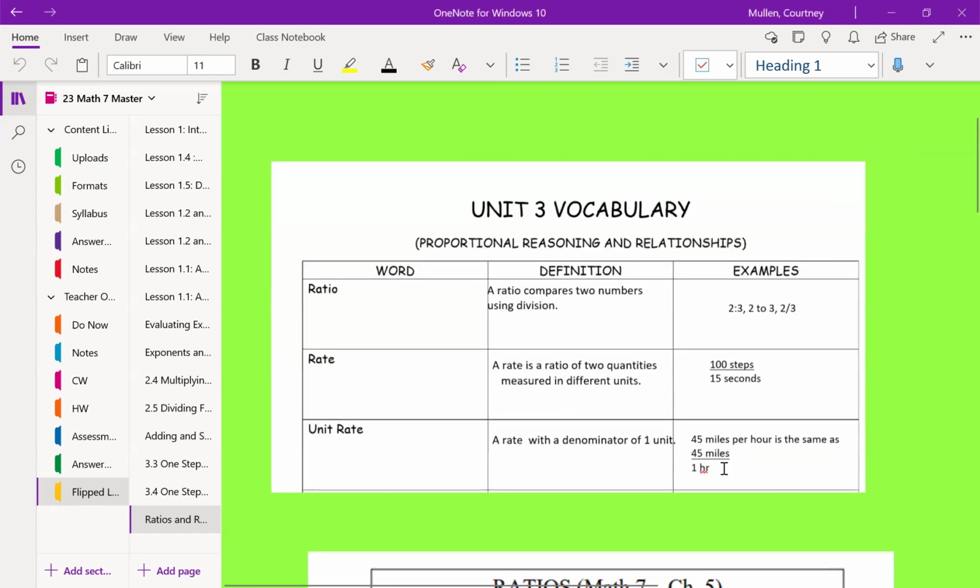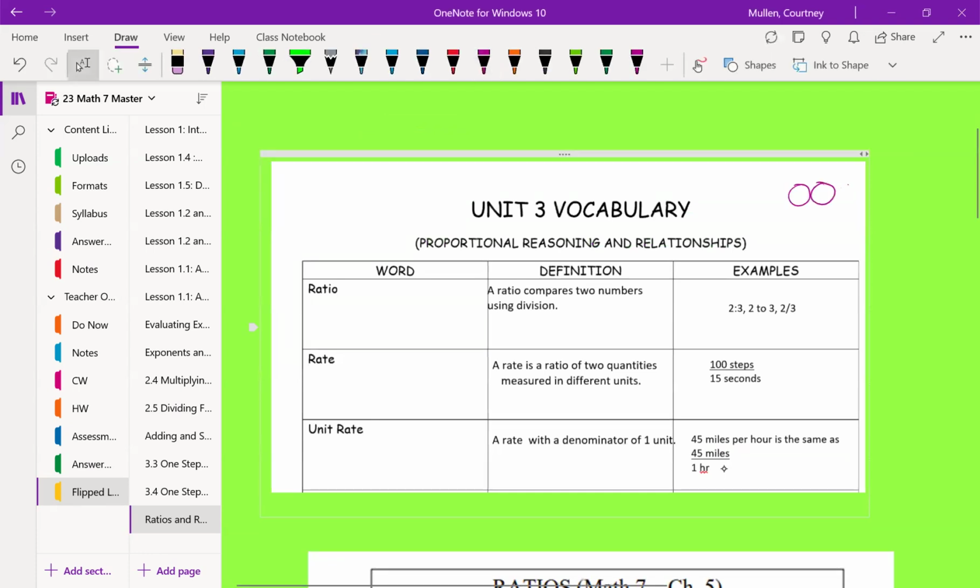Unit 3 vocabulary. If you haven't already, label this one 000. And so some quick definitions. A ratio compares two numbers using division, and we can write it with a colon, with the word "to" in between, or listed as a fraction.